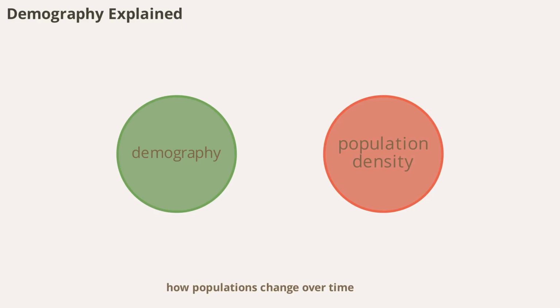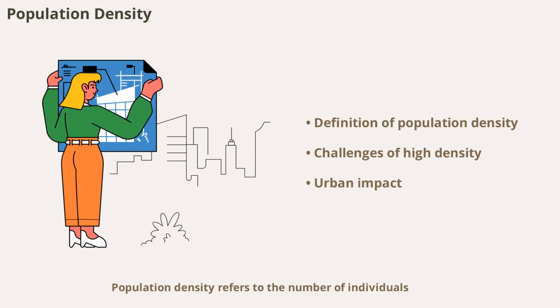Population density refers to the number of individuals living per square kilometer at any given time. High population density can lead to overcrowding, increased competition for resources, and greater environmental impact. In countries like India, high density in urban areas creates unique challenges for housing, transportation, and public services.